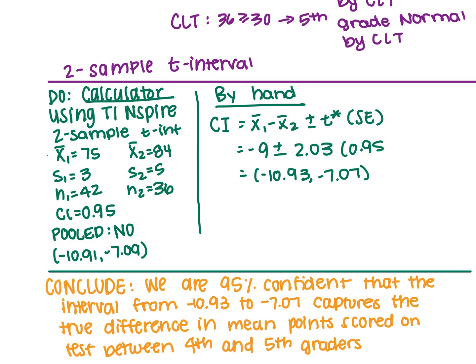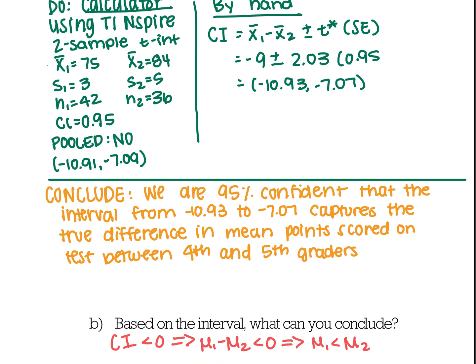Once we have these low and high values, either by using the confidence interval formula on the right or by using the calculator to create that confidence interval, we can conclude. So with this confidence interval, we are 95% confident that the interval from negative 10.93 to negative 7.07 captures the true difference in mean between the fourth and fifth grade classes on their reading test.